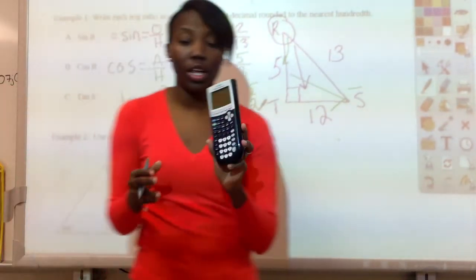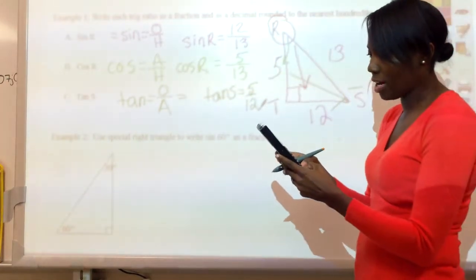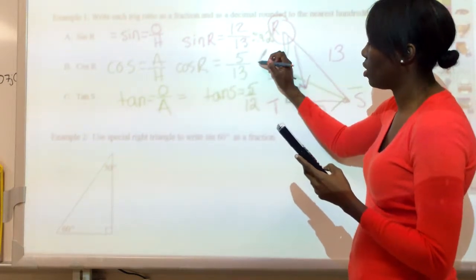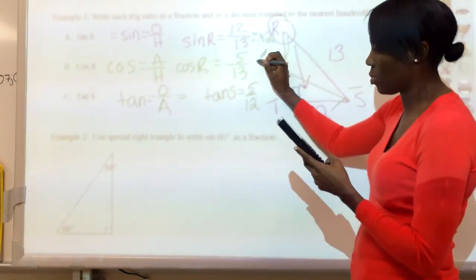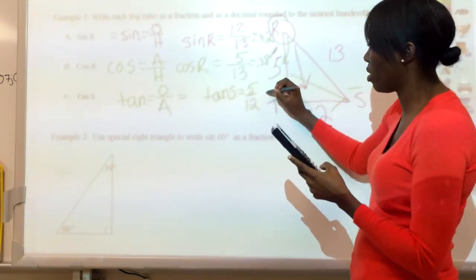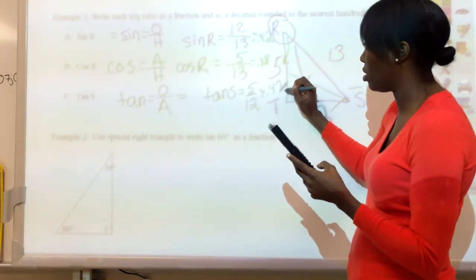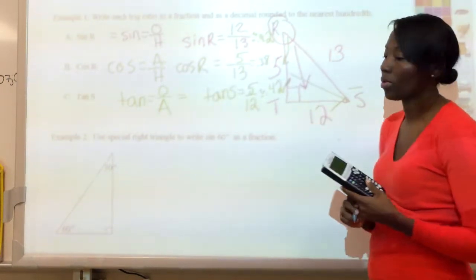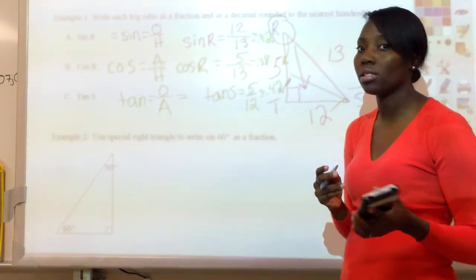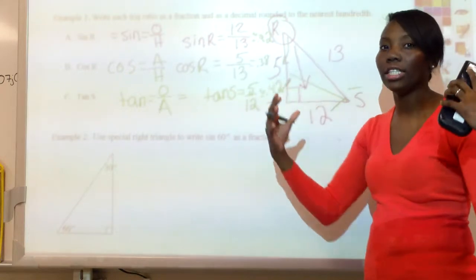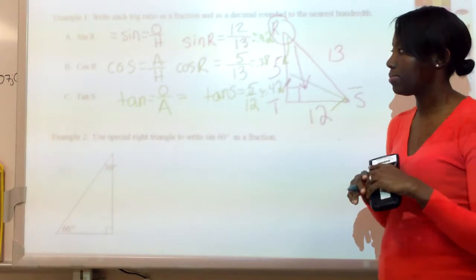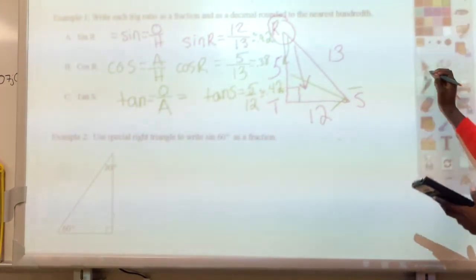Of course you just put it in your calculators. 12 divided by 13 is equivalent to 0.92. 5 divided by 13 is equivalent to 0.38. And 5 divided by 12 is equivalent to 0.42. Got it? Those are examples of sine, cosine, and tan. You need to pause it so that you can take a moment to digest what opposite and hypotenuse are. If not, we're moving on to example 2.